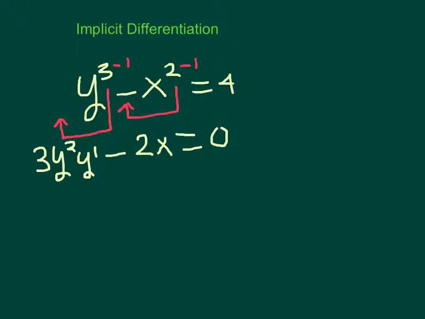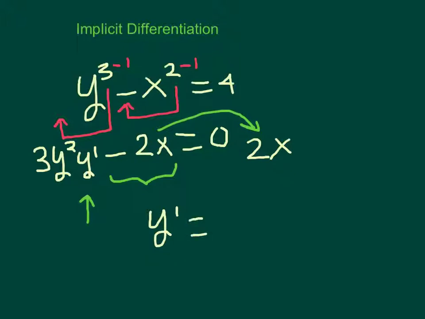So the last step to finalize our answer: we're going to bring the term that doesn't have a y prime in it to the other side of the equal sign, and we're going to write it down as positive 2x.